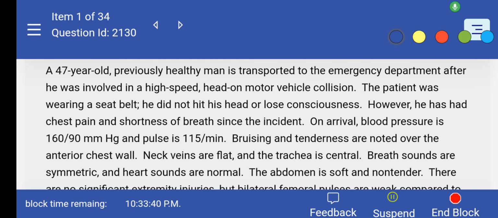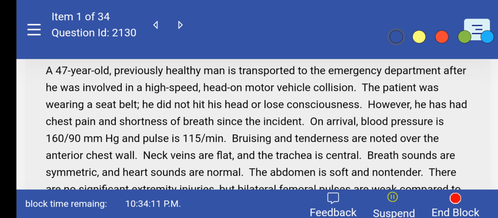Starting from question number 1 of 34 in cardiac anatomy. We have a 47-year-old previously healthy man who is transported to the emergency department after he was involved in a high-speed head-on motor vehicle collision. The patient was wearing a seat belt. He didn't hit his head or lose consciousness. However, he has had chest pain and shortness of breath since the incident.